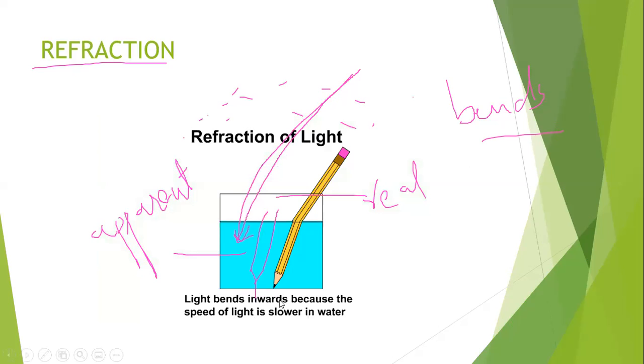Light bends inwards because the speed of light is slower in water as compared to the air. Speed of light in air is higher and speed of light in water is slower. Due to that speed, you cannot see the real image.